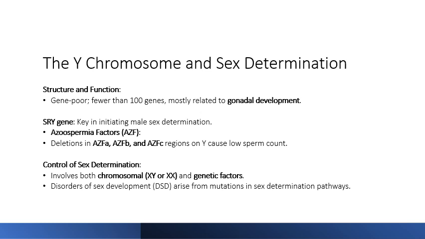There are some factors on the Y chromosome, such as the AZFa, AZFb, and AZFc regions, which are essential for sperm production. So deletions in these regions actually lead to reduced or absent sperm count, and this contributes to male infertility. Sex determination involves both chromosomal configurations, such as XY for males or XX for females, as well as other genetic factors. Disorders of sex development can arise from mutations or disruptions in these pathways, leading to atypical gonadal or sexual development in the person.